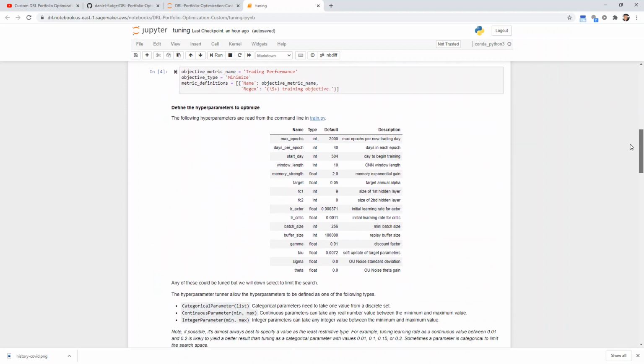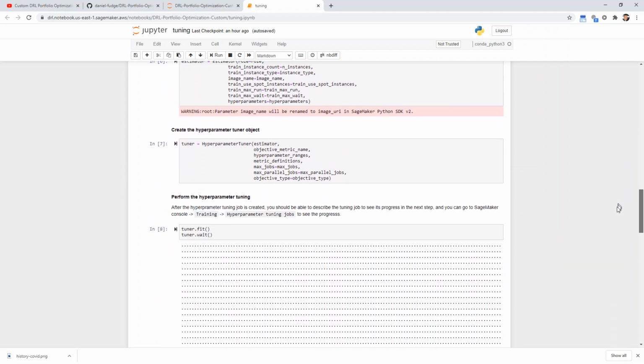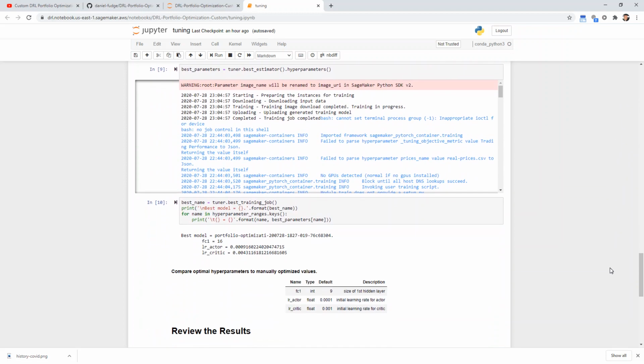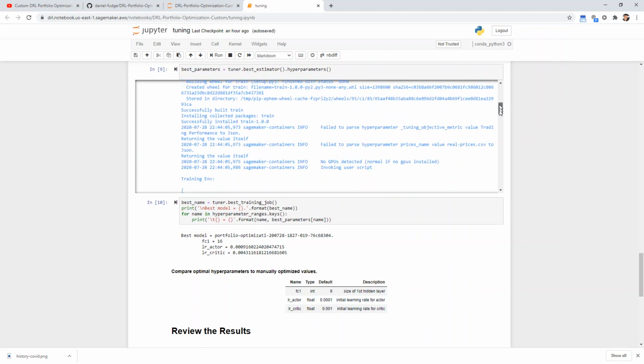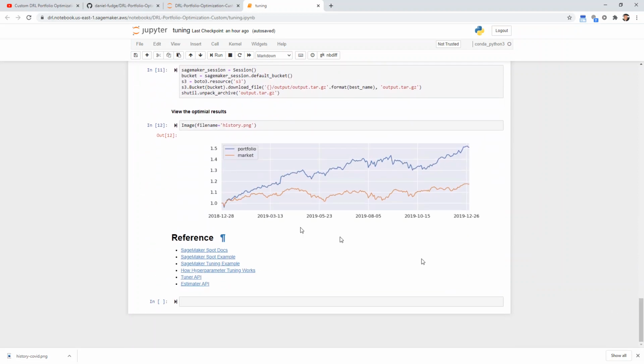So this is just the hyperparameter tuning where we went in, we looked at all the different parameters and kind of tweaked it to try to get a process that tuned it well, and this was the winner. And you can see this is the portfolio versus the market ratio for every 20 days as it was doing its training, and you could see it did a good job in training it. And this is kind of what the final portfolio looked like.